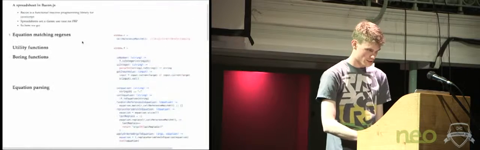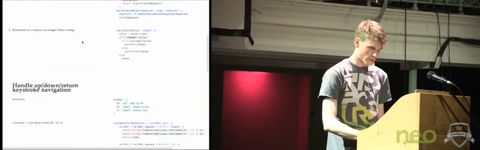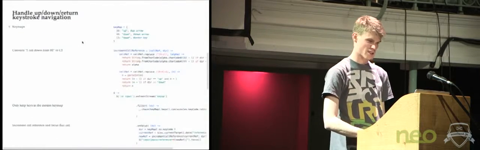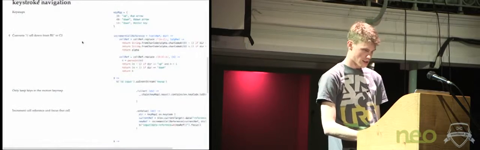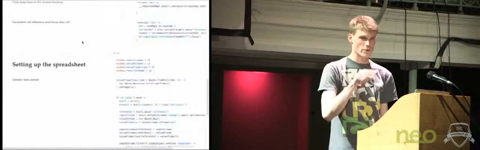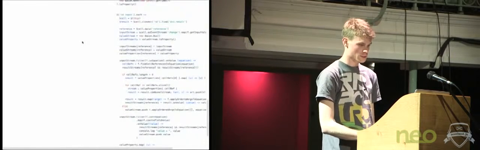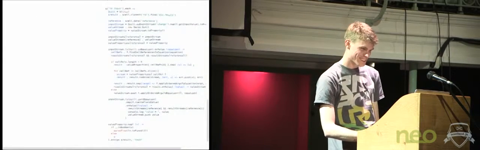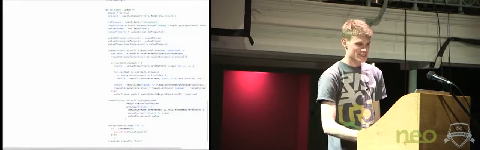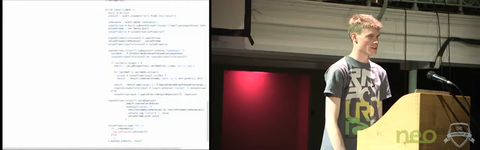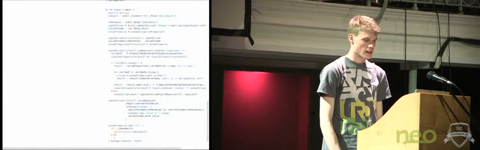Now, this stuff is just boring junk to do utility functions and stuff. That code handles moving around the spreadsheet with the arrow keys, but the actual logic of setting up the spreadsheet almost fits, if I make it slightly smaller. So that is the entirety of the logic of building a fully functional spreadsheet.